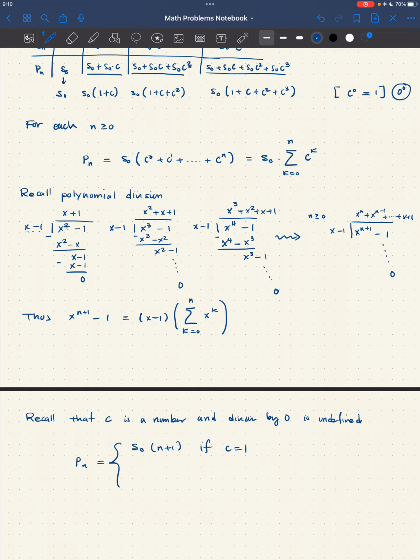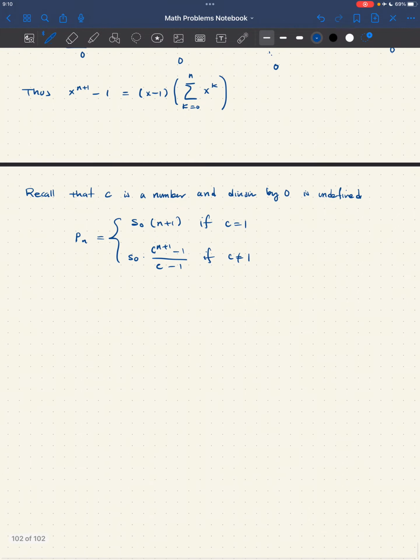Now, if c is different from 1, we are in a safe place. We can make the division. So we have c to the power of n plus 1 minus 1 over c minus 1. And this is if c is different from 1.